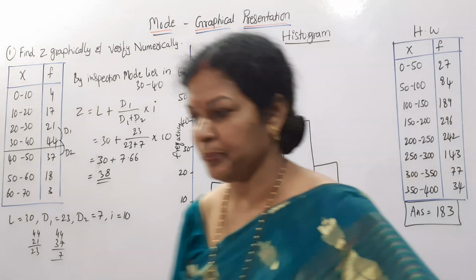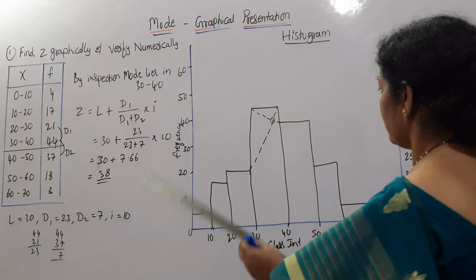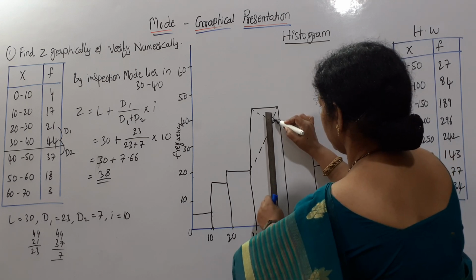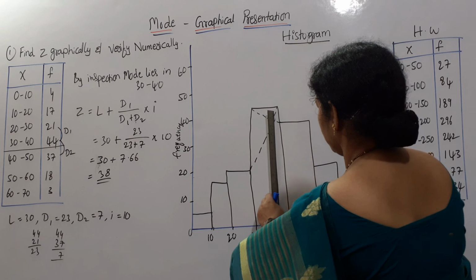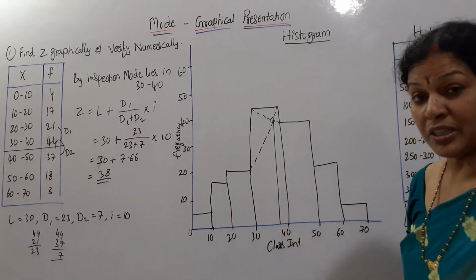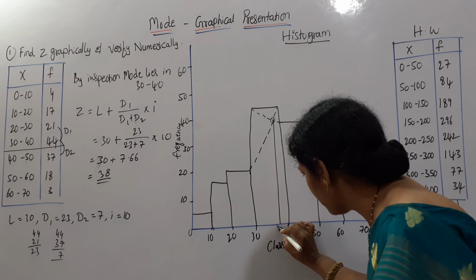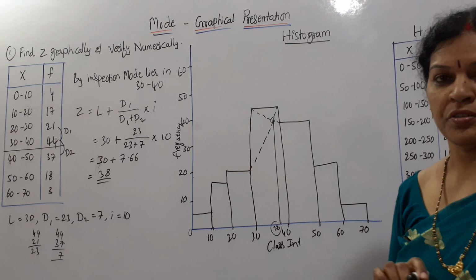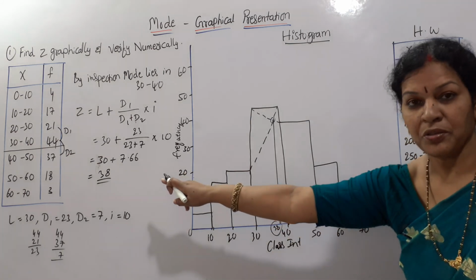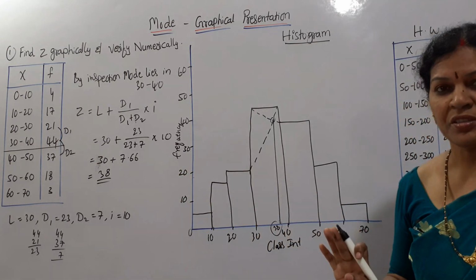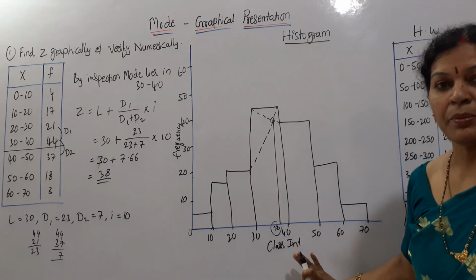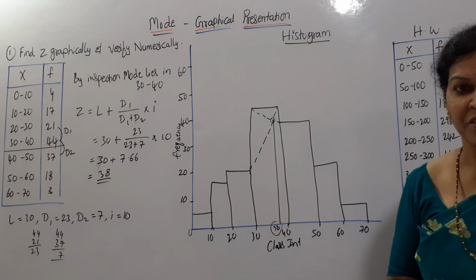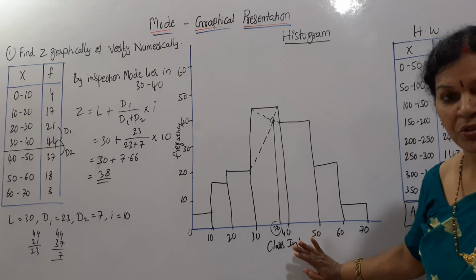Where is the scale? From here we have to draw one line. So this is 38. Mode is 38. Okay, so check your answer. 38, you got it? It means your calculation and graphical presentation through histogram both are correct, both are matching. Your answer is right. You can check by yourself. Am I clear about this?